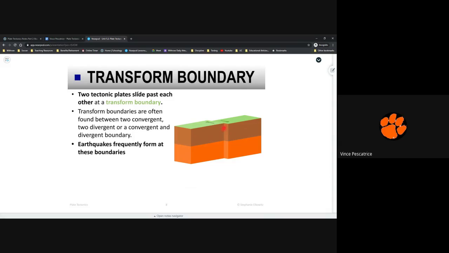So go ahead and put this in the chat. Where do you know of a lot of earthquakes that happen in the United States? So where in the United States have you ever heard of earthquakes happening? You don't have to be right. Just tell me. Okay, California.